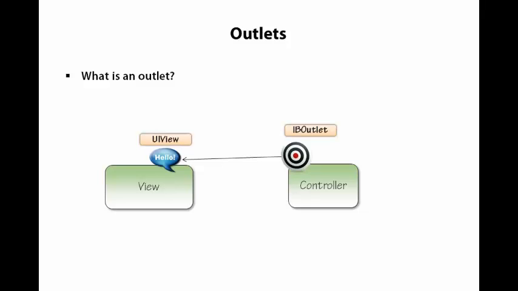You can see in this diagram here that I've got a controller and a view. And on my controller I've got a little target here, and I've labeled that as IB outlet. In my view, I've got what I'm going to represent as a text box or some kind of label. It's the words hello. It's some data that we're going to display to the user. We're going to tell the user hello, and that's a UI view.